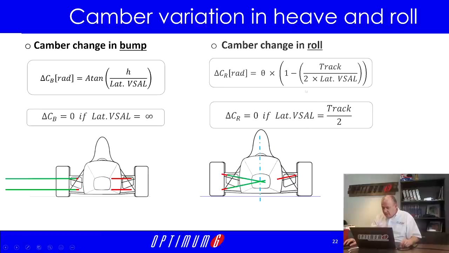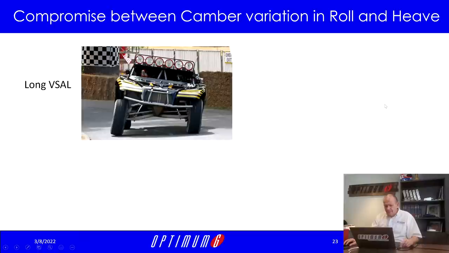So if the half track is equal to the virtual swing axle, that parenthesis is 1. 1 minus 1 equals 0. And guess what? You're going to have no camber variation in roll. Is it a good thing? Well, let's discuss that. If you have a long virtual swing axle, this is what's going to happen.